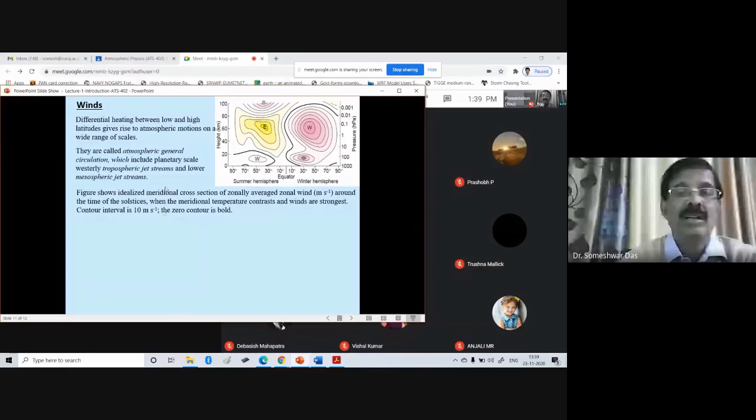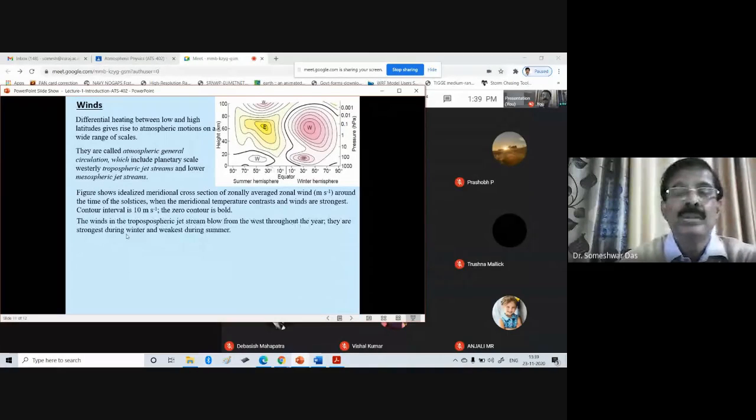Okay, this figure shows an idealized meridional cross section of zonally averaged zonal wind in meter per second around the time of the solstices, when the meridional temperature contrasts and winds are the strongest. Contour interval is about 10 meters per second. Zero contour is bold. Okay. So very interesting variation of the wind with height in the two hemispheres.